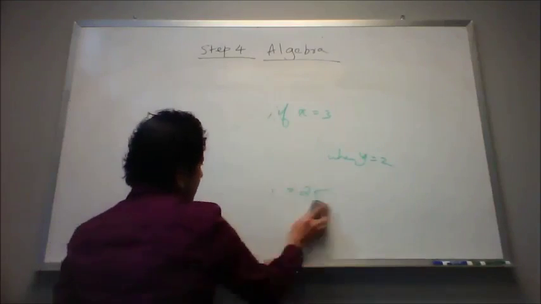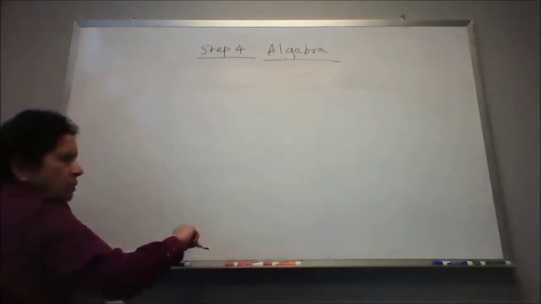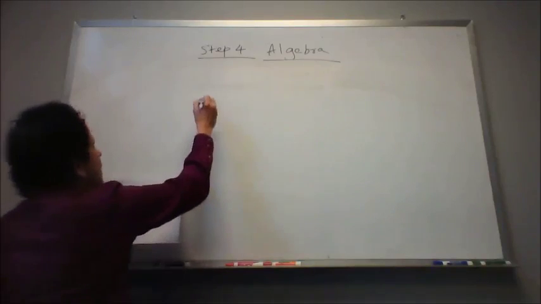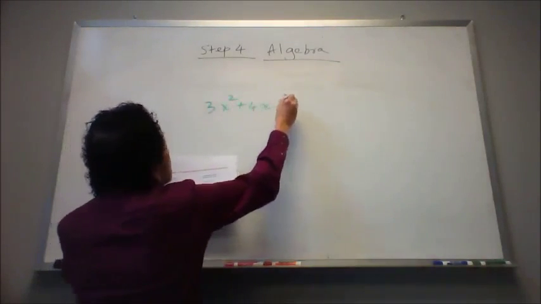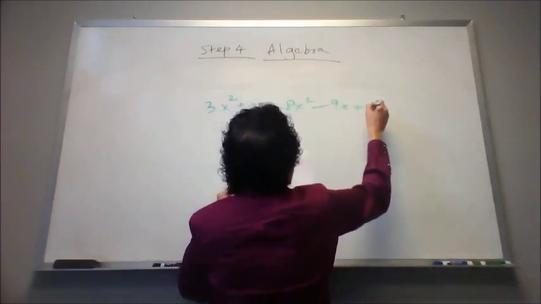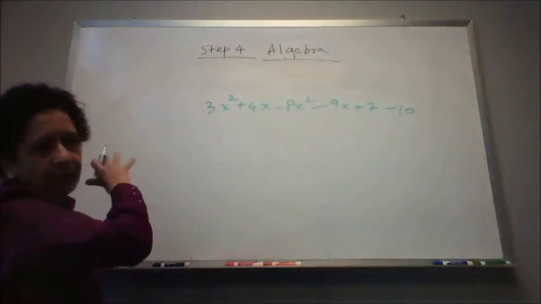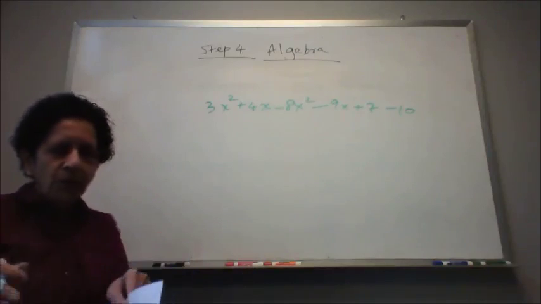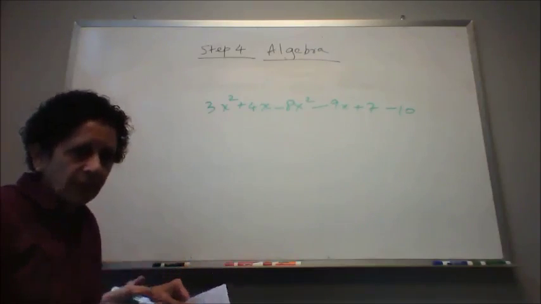Okay? So then what we are going to do is simplify the expressions. Simplification means we have to pull the like terms together. So let's say that I have 3x squared plus 4x minus 8x squared minus 9x plus 7 minus 10. When you have a long expression like this, if there are like terms, like apples and apples, you group them. Oranges, oranges, group them, right? You need to put the like terms in the same bucket.